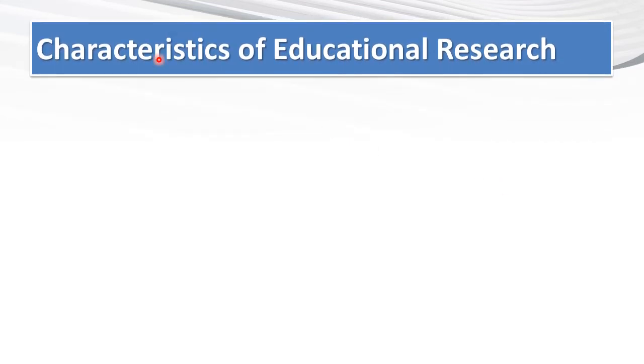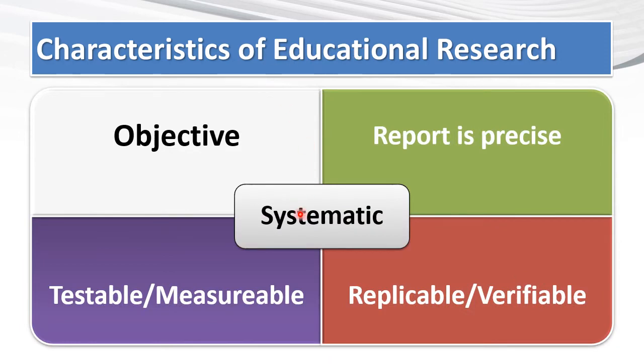So, what are the characteristics of educational research? There are 1, 2, 3, 4, and 5. The first one being systematic. So, we can say that educational research is systematic. What does systematic mean? It means that the step by step of the research must be sequential and logical. So, in educational research, it must be step by step, in a sequential and logical manner.